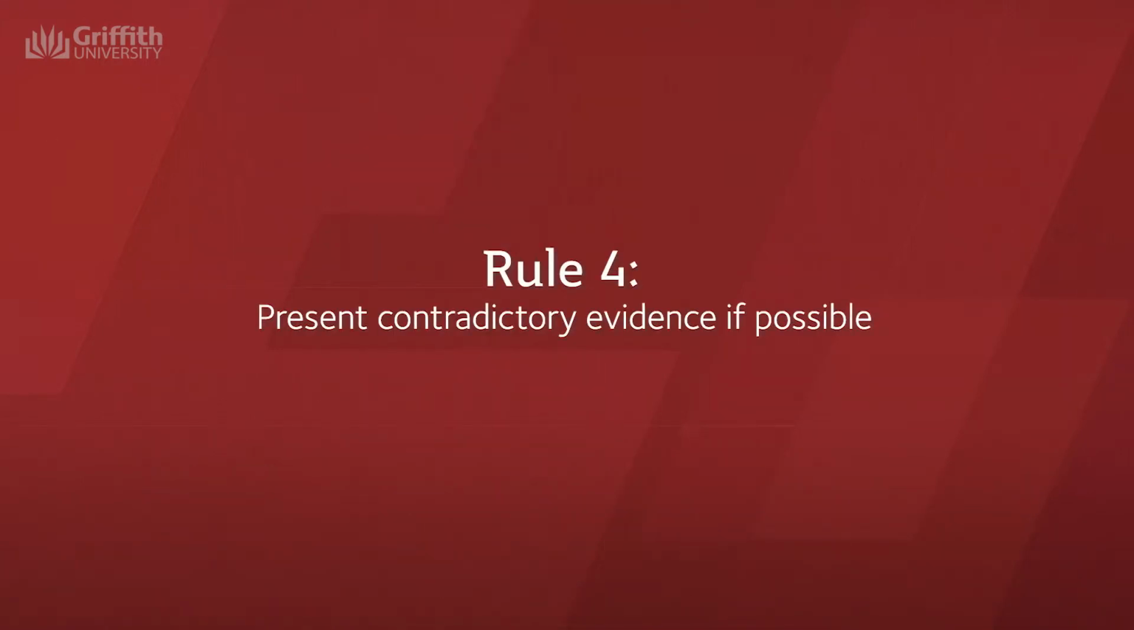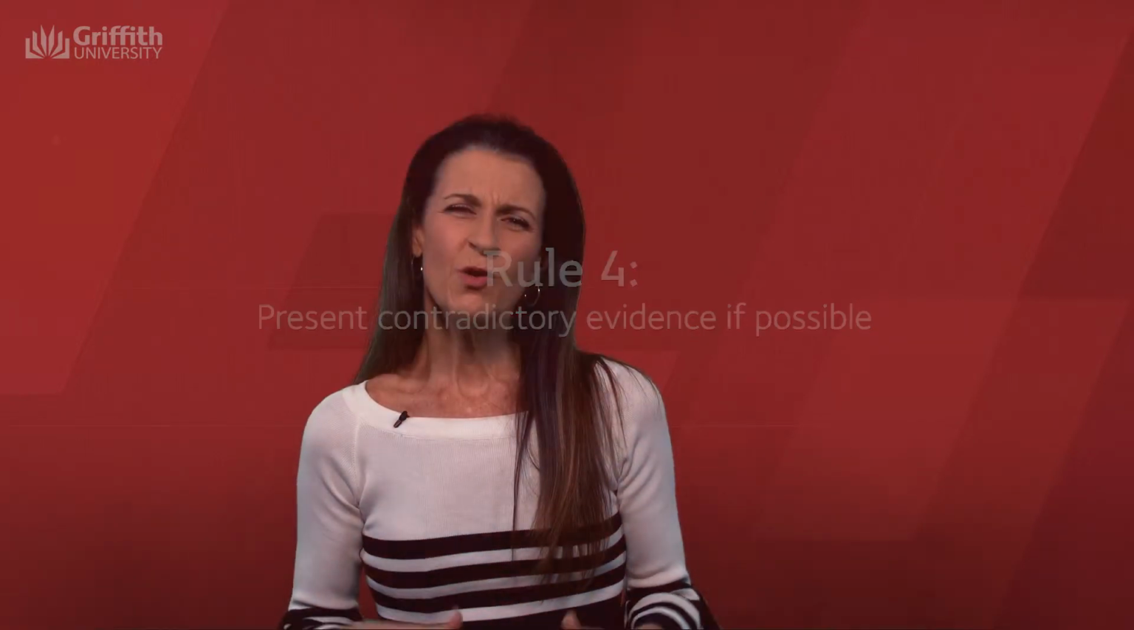Rule number 4, present contradictory evidence wherever possible. To avoid presenting a completely one-sided view of your argument, it's always good whenever you can to highlight some findings that might contradict your argument. Now, by doing this, not only are you highlighting to the reader the breadth of your research on the topic, you're also giving them a more balanced view of the argument to consider.